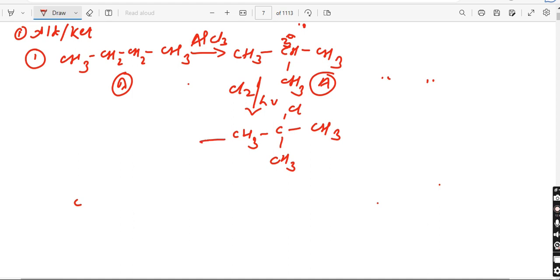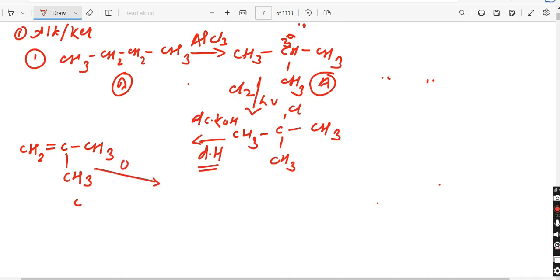Okay, now what will we do? Alcoholic KOH will be used over here, which causes what? Dehydrohalogenation, and produces a double bond between any two carbons. From the adjacent carbon, hydrogen will be lost. So this will be CH2 double bond C, this is CH3, and this is your CH3.